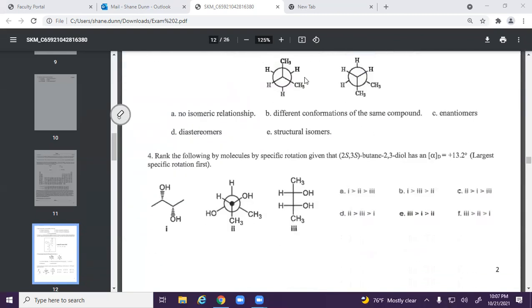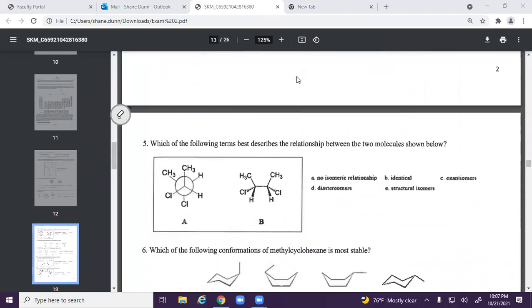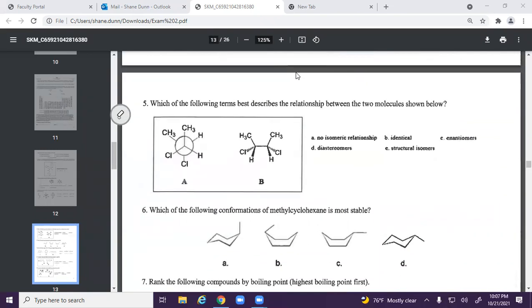Okay. We're not doing number 4 because it sucks. 5. Okay.